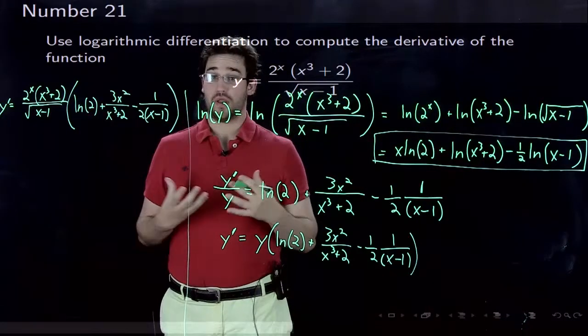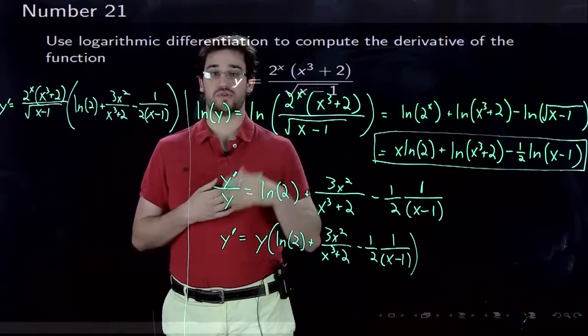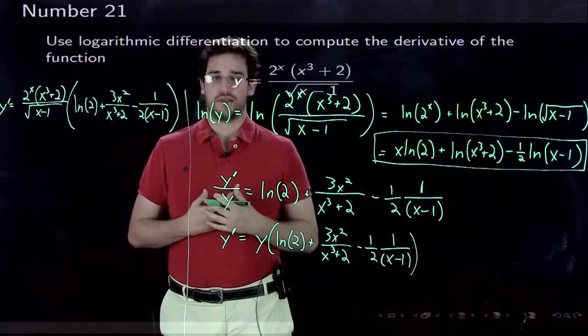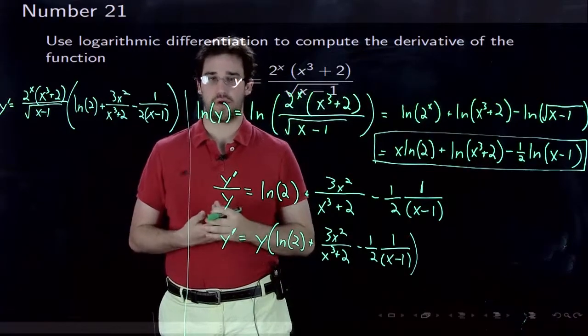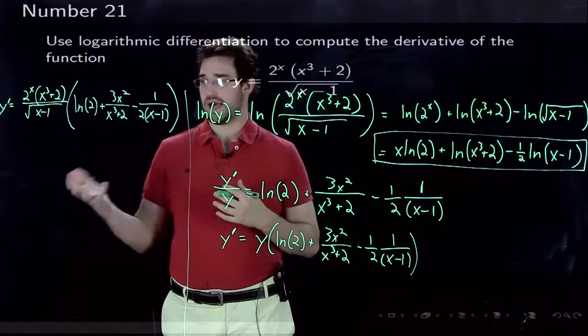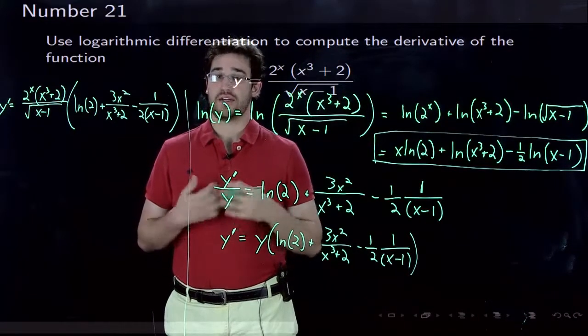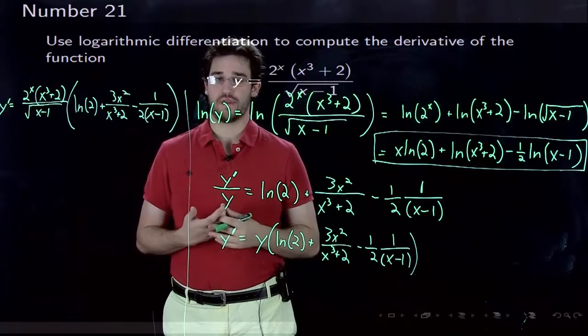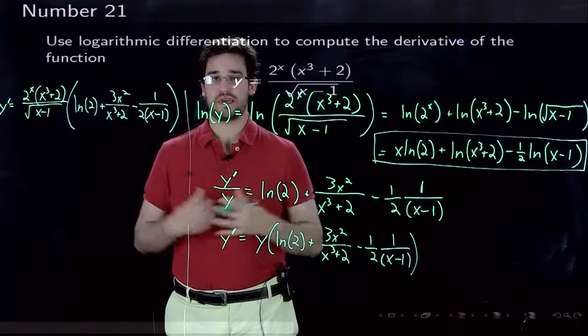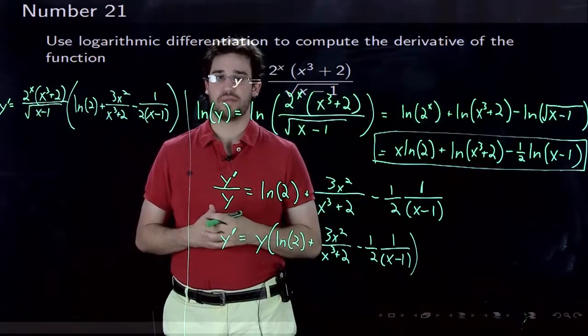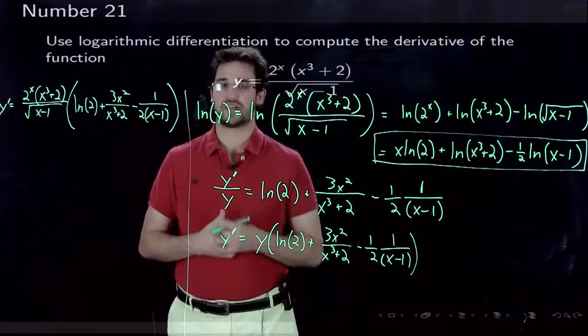This would have been a whole lot harder if we had tried to use the quotient rule and the chain rule and the product rule. But what this allows us to do is simplify our calculations. And just knowing the rules of logarithms, we can make this seemingly complicated problem much simpler. If you have any questions, let me know.